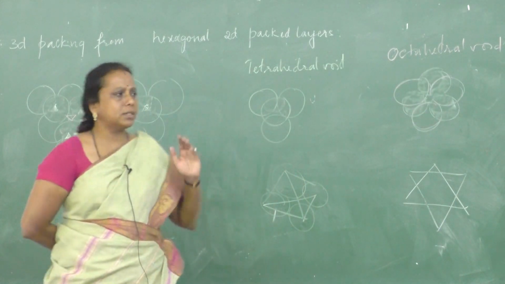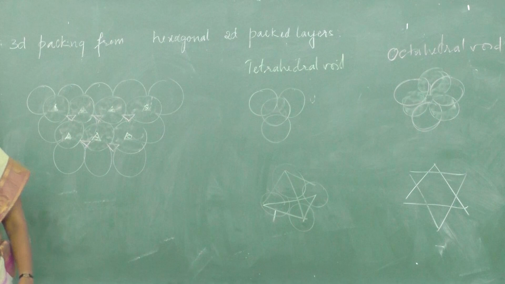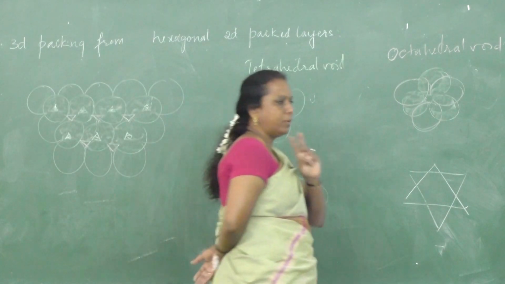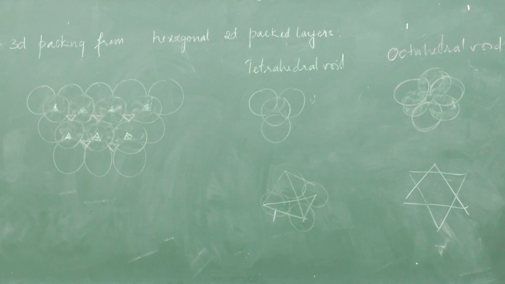Okay, now let us take up third layer development. There are two possibilities of third layer formation. In the third layer formation, this is one layer formation, second layer formation. This is octahedral hexagonal arranged spheres.